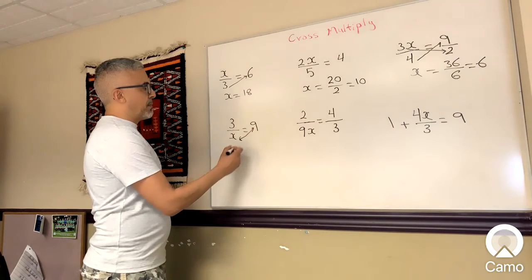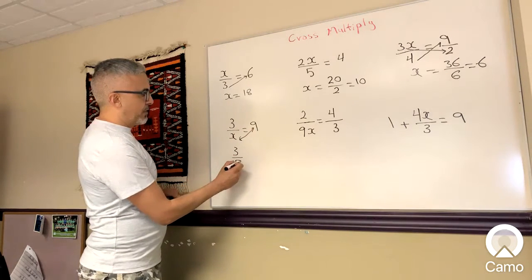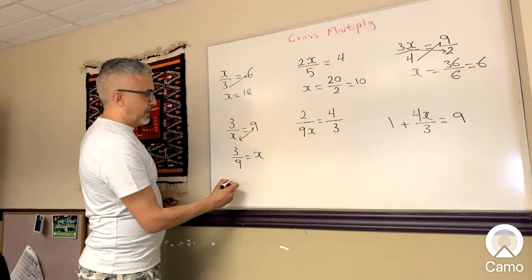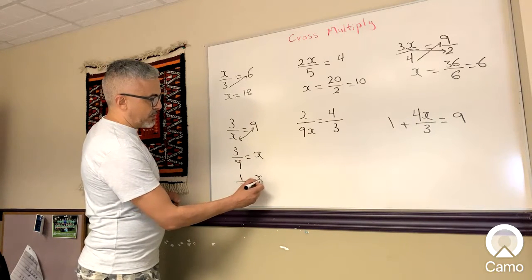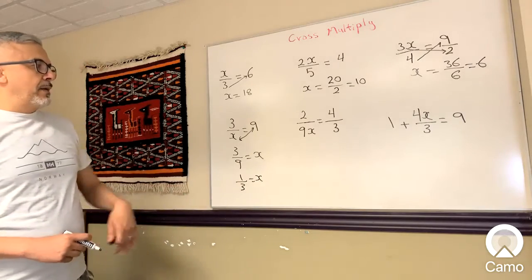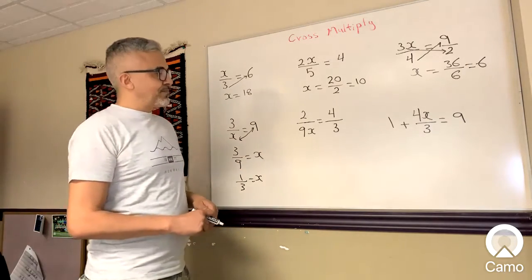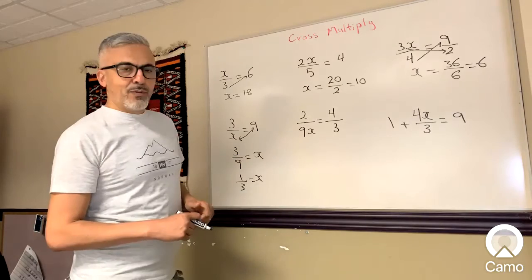Basically, these are changing places. So 3 over 9 equals x. Reduce always, with fraction 1 over 3 equals x. So that's what x equals. Now here, again, what we need to do in this question.